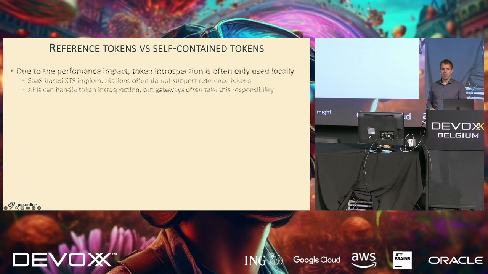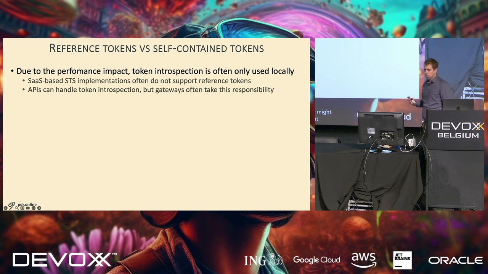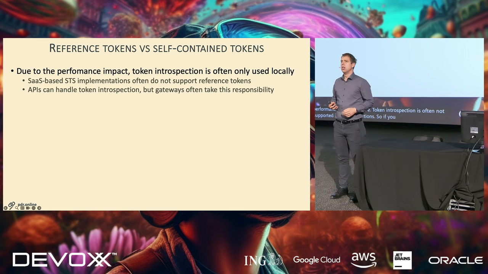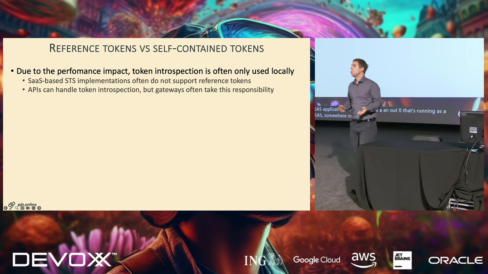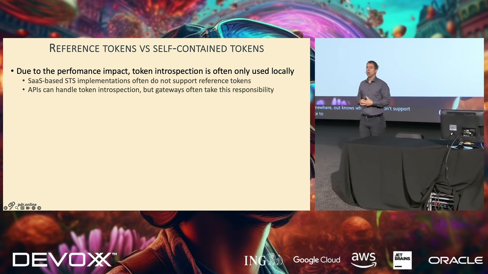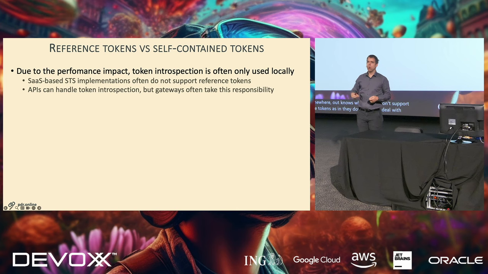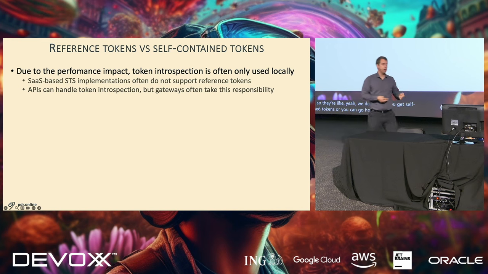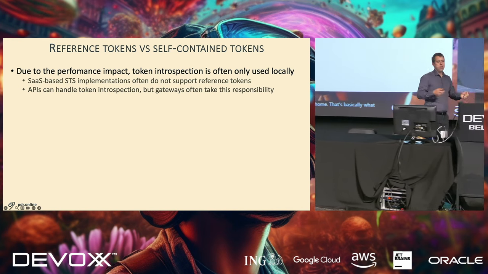Just a couple of guidelines right here. The performance impact is there. Token introspection is often not supported in SaaS applications. So if you have Auth0 running as a SaaS somewhere, God knows where, they don't support reference tokens, as in, they don't want to deal with you token introspecting the whole time. They don't want to offer support for that. So they're like, yeah, we don't care. You get self-contained tokens or you can go home. That's basically what the policy is there.